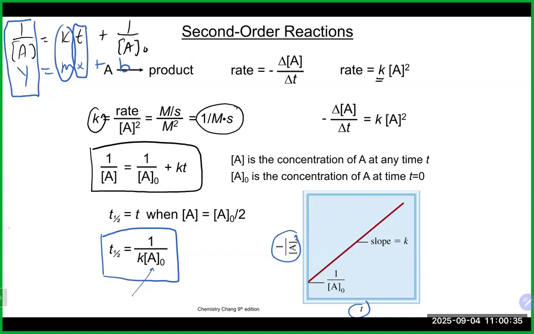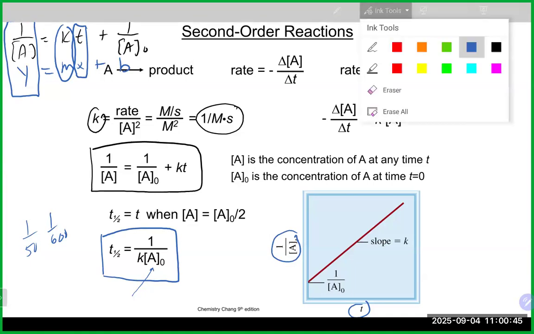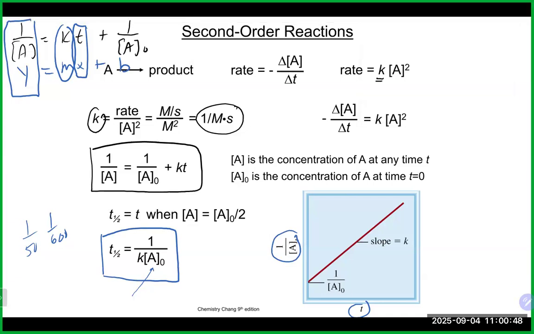Just for example, if you took 1 over 50 versus 1 over 600, the 1 over 50 is 0.02, and the other one is much smaller. So if you have a larger initial concentration in a second order reaction, your half-life will end up being smaller, and actually quicker. If you have a smaller one, your half-life will be longer. That makes sense if you think about it logically: with a greater concentration, the half-life is probably going to be quicker because the molecules are going to find each other quicker, as opposed to a smaller concentration, which can take longer for everybody to find each other.